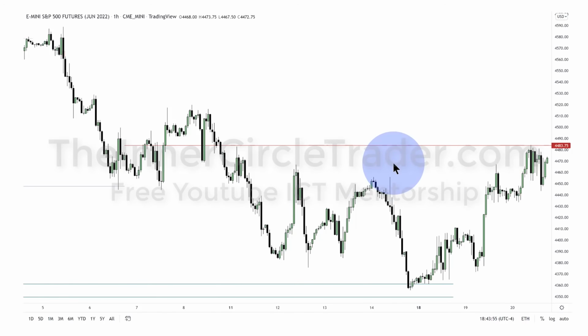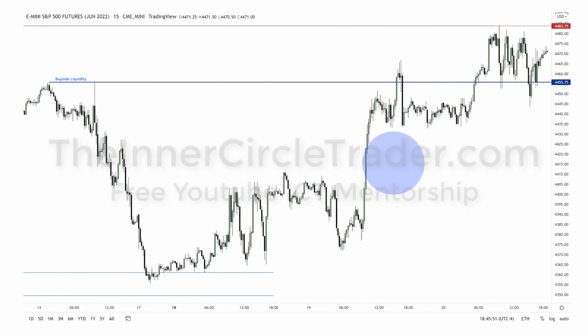Now, what does that look like on a lower time frame? Here's the 15-minute time frame. Here is the relative equal highs, buy side liquidity resting there. Look at this price action in here. What do you see? Pause the video. This is that moment where you want to study and look at it.